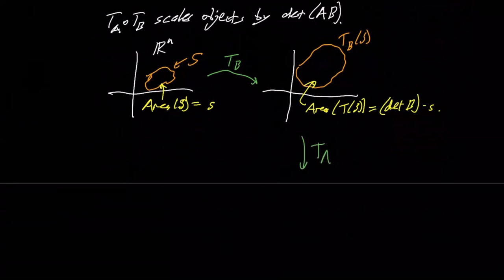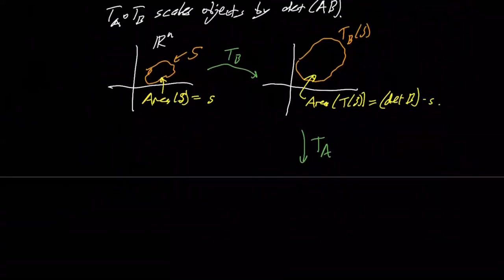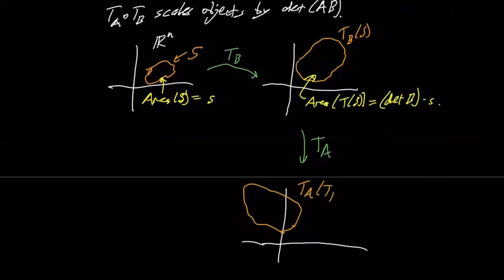we get some new blob, maybe over here now. Then this is T sub A of T sub B of S. And the area is now scaled by the determinant of A times the determinant of B times little s, whatever that little area was.